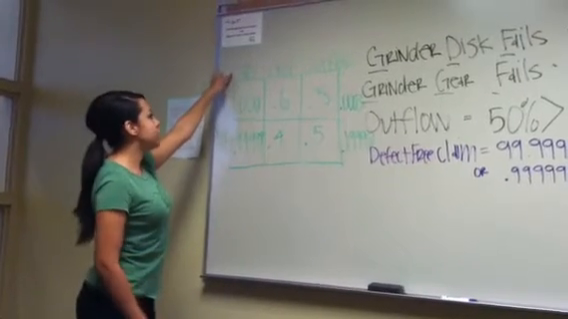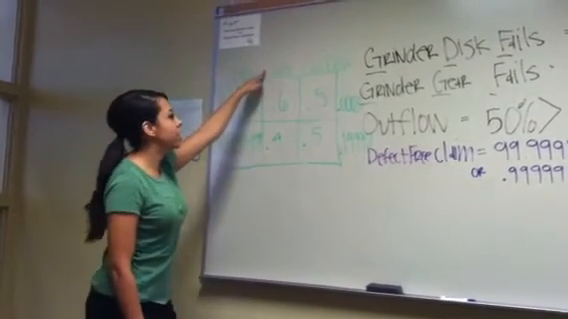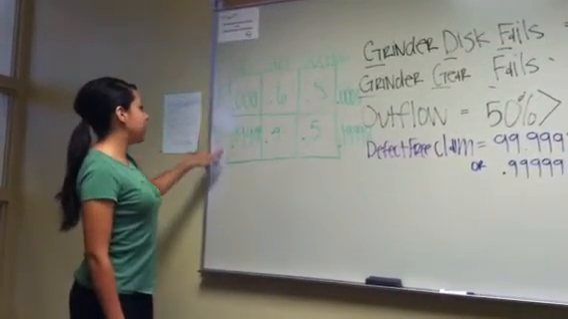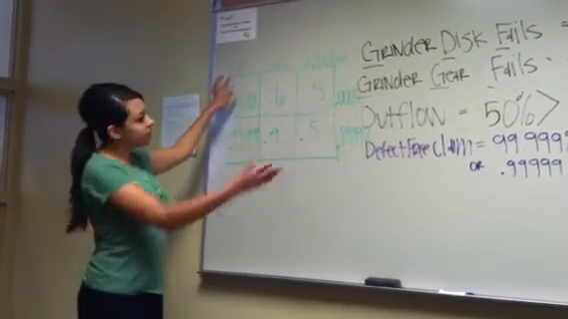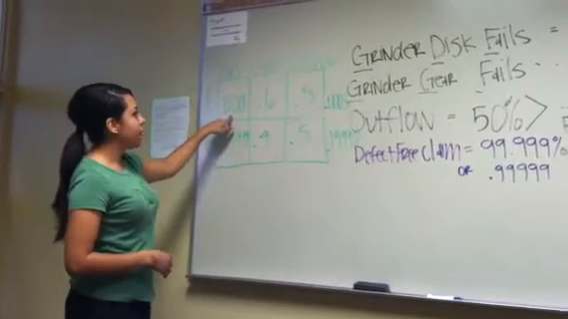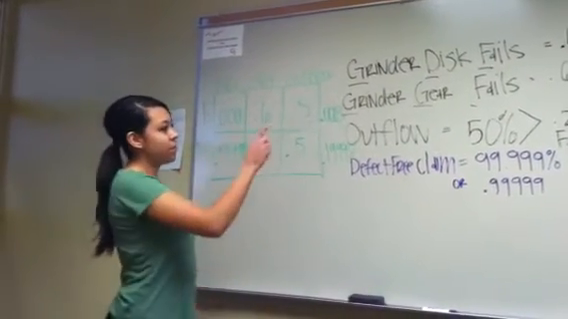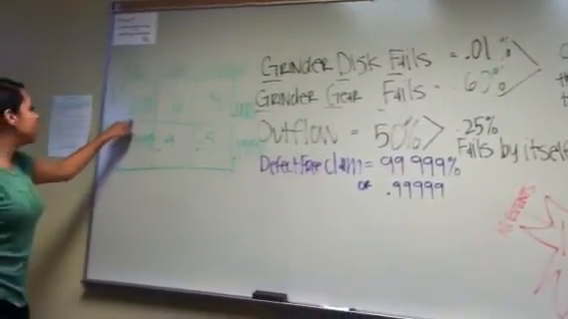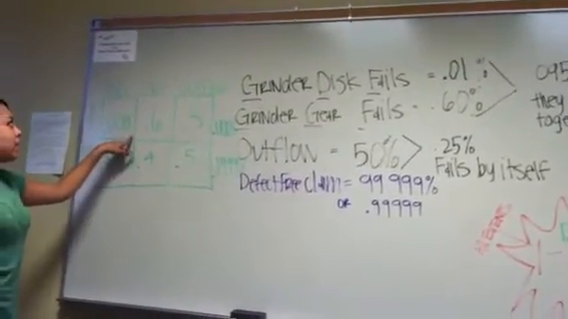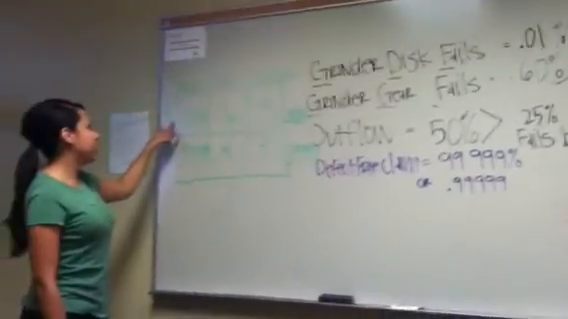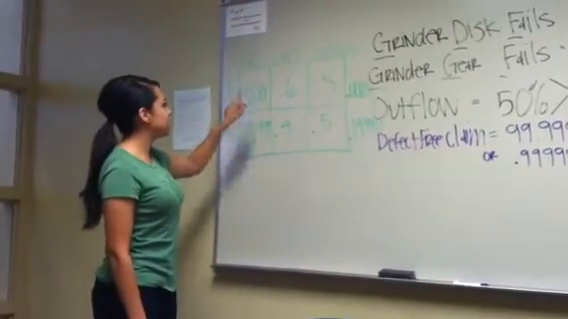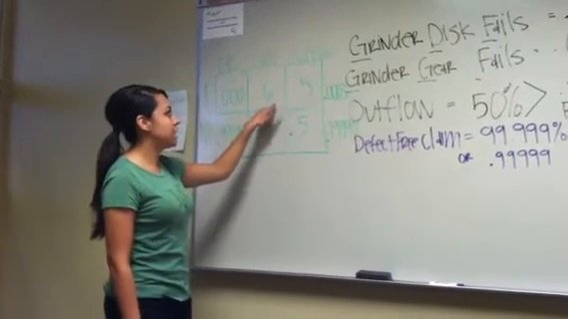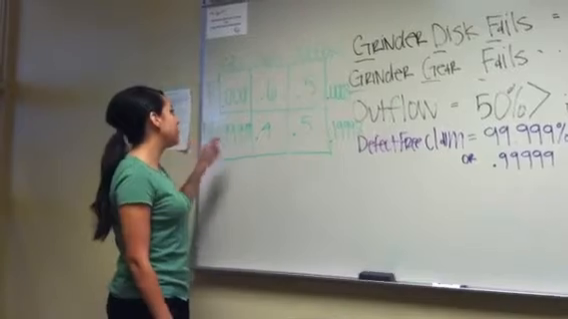This is the grinder disc, this is the grinder gear, and this is the outflow valve, and these are the fail and not fail percentages. So we just put the information into the chart, but we also made sure to change the percentages to decimals. We did 0.0001 for the percentage of failure in the grinder disc, and we did that for each one. We made sure to change this to 0.6 and then this to 0.5.